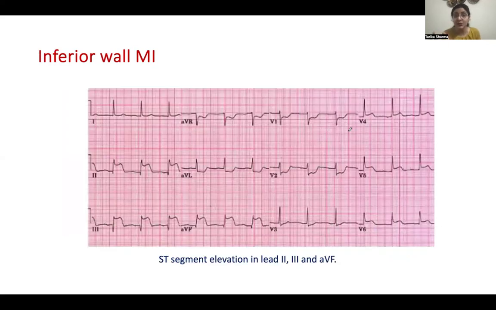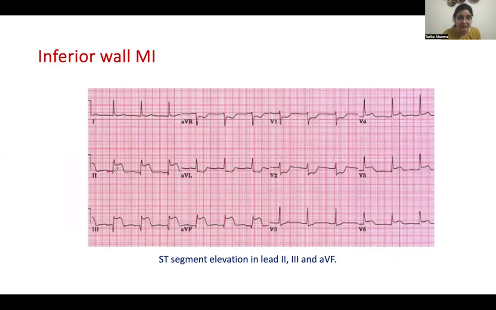Then this next one is your inferior wall MI. अब inferior leads कौन सी थी? We had lead 2, lead 3, and lead AVF. So we'll be observing these leads now. यहाँ पे आप देखो lead 2. Okay, lead 2 is also known as reference lead. You'll be observing here. See, your ST elevation.